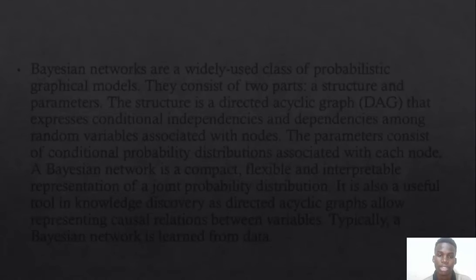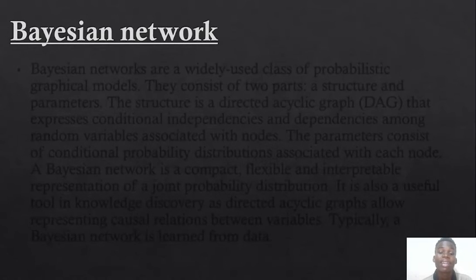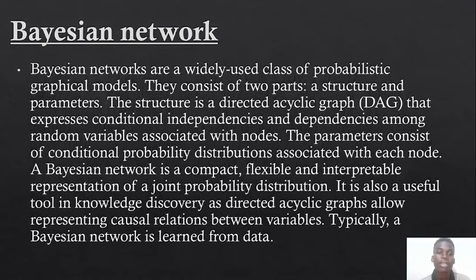So we're going to go to the next one, and that is none other than the Bayesian network. So we are saying that Bayesian networks are a widely used class of probabilistic graphical model. They consist of two parts, that is the structure and the parameters. The structure is a directed acyclic graph that expresses conditional independence and dependencies among random variables associated with nodes. The parameters consist of conditional probability distributions associated with each node. So that is the Bayesian network.